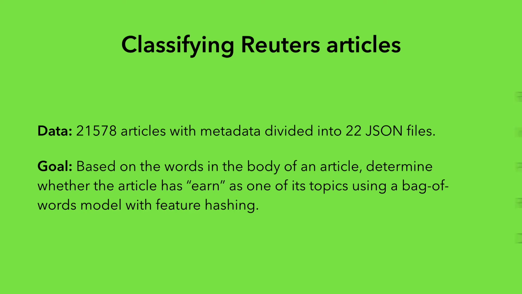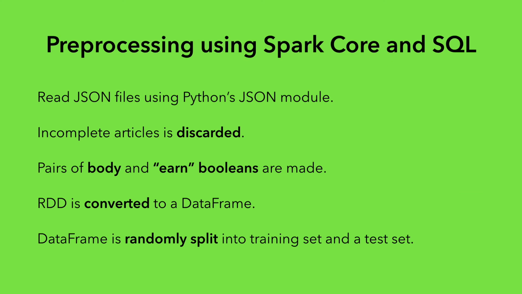Before we are able to use Spark ML, we have to convert the data from a JSON file to a data frame and run some initial pre-processing steps. The articles are read line by line using the Python JSON module. Articles without topics or body are discarded. Label values are created as a binary class vector determining earn in topic, and afterwards the data is converted to a data frame. Lastly, the data frame is split into test and training sets.